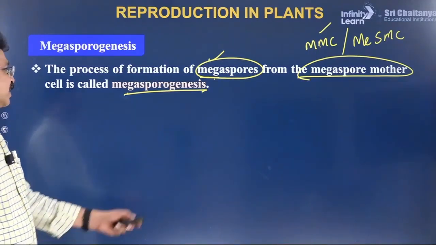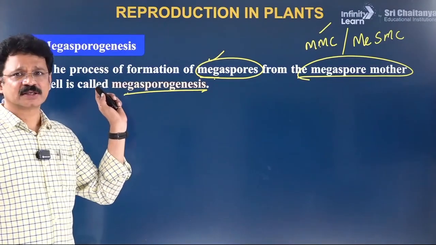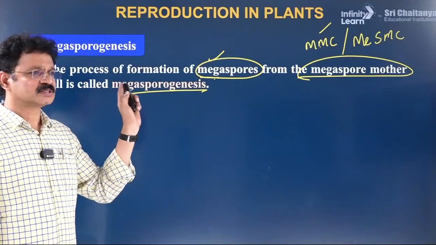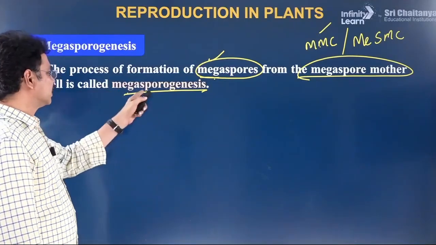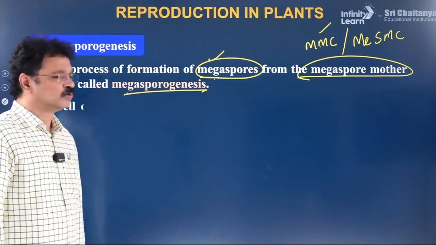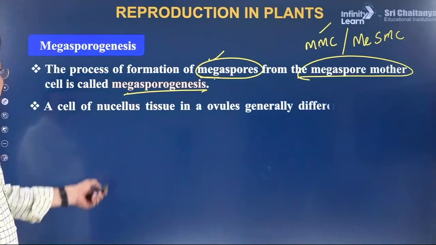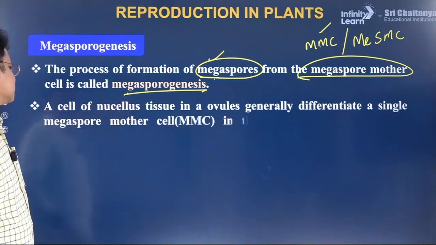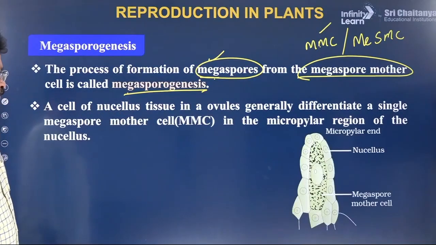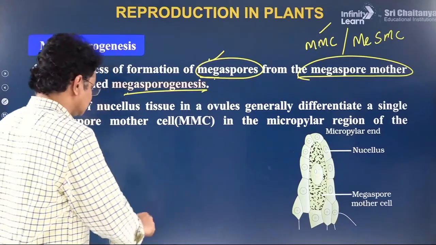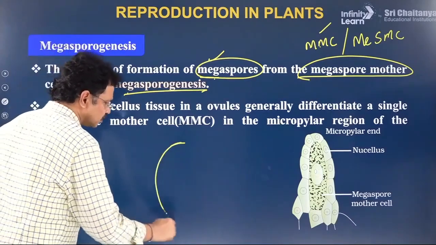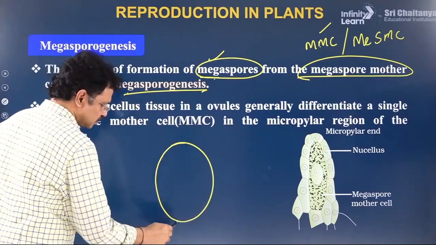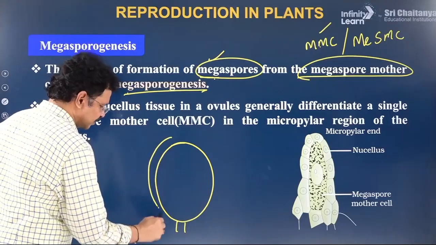What is the site of microsporogenesis? Anther, the pollen sac present in the anther. What is the site of megasporogenesis? Ovule. The ovule is the site for development of megaspores. Within the ovule, for example, it is the ovule, micropylar area and integuments.